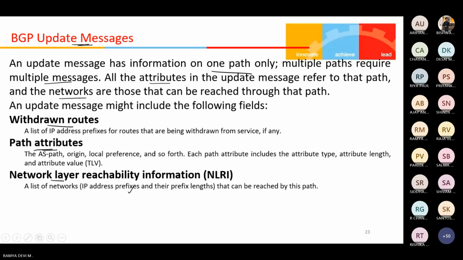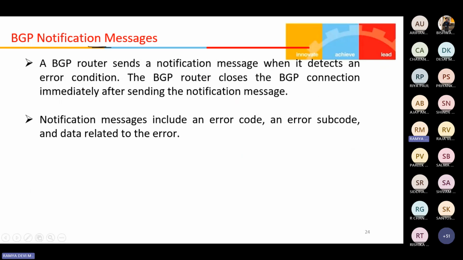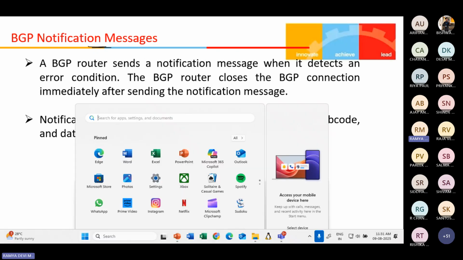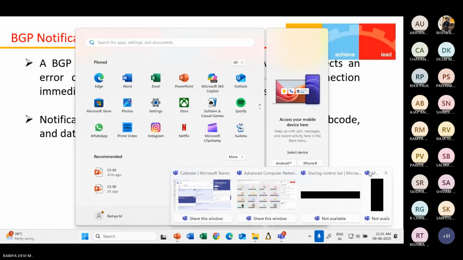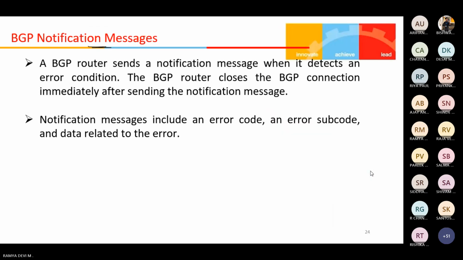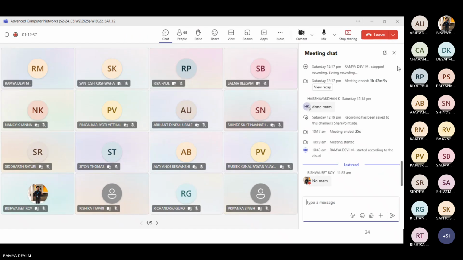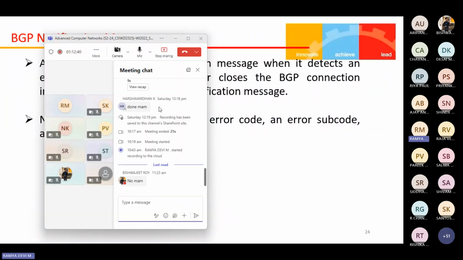Fine. Now we'll see the BGP notification message. Just now we discussed when the notification will be sent, right? We have four messages: open, keepalive, update, and notification. When will the notification be sent?